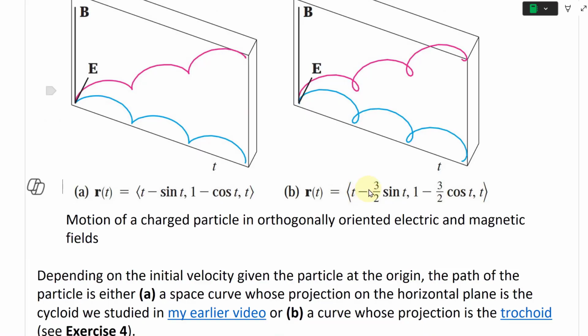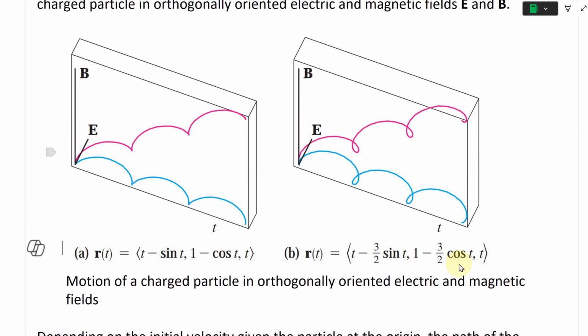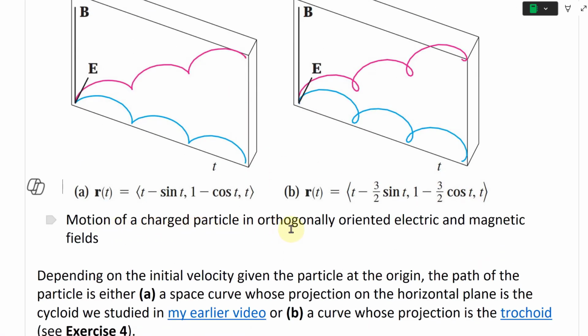So this is t minus 3 over 2 sine t. Again, these could be different, but this is just an idea of some typical values. And there's 1 minus 3 over 2 cosine t for the y, and there's a t variable there. So that is the motion of a charged particle in orthogonally oriented electric and magnetic fields.